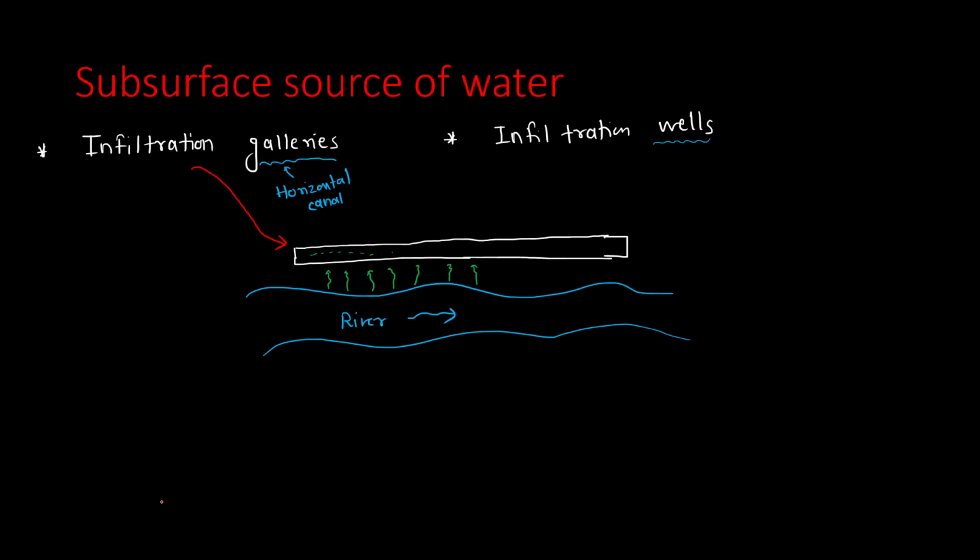Now what is infiltration well? Similarly, it is a well. From top we are seeing, that's why this is circular. So it is a well which is constructed adjacent to the river. The same thing will happen: the water will slowly percolate, or infiltrate into this well, and it will get collected into this well. So this well which is present here is called an infiltration well.